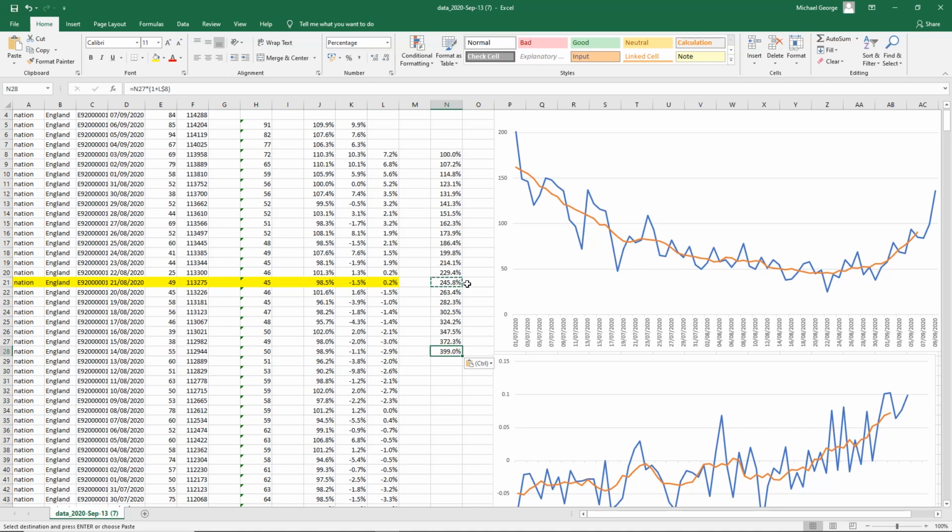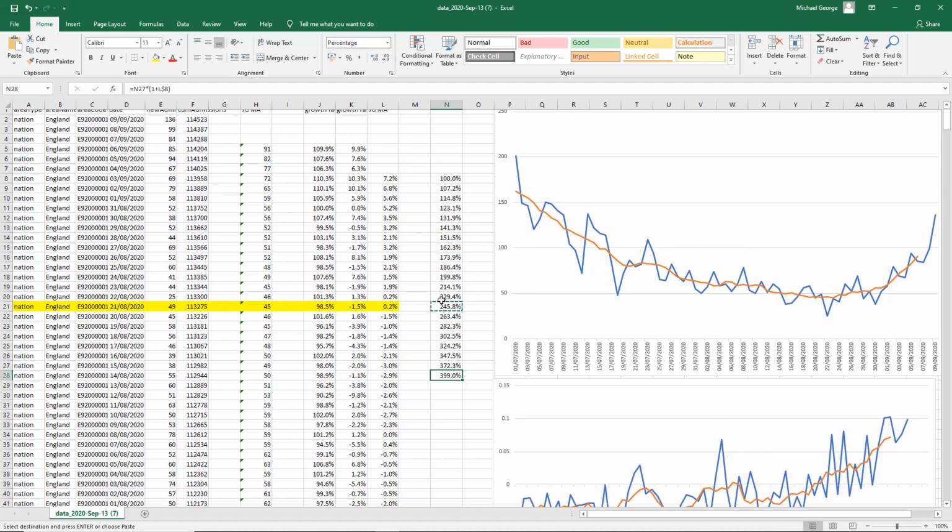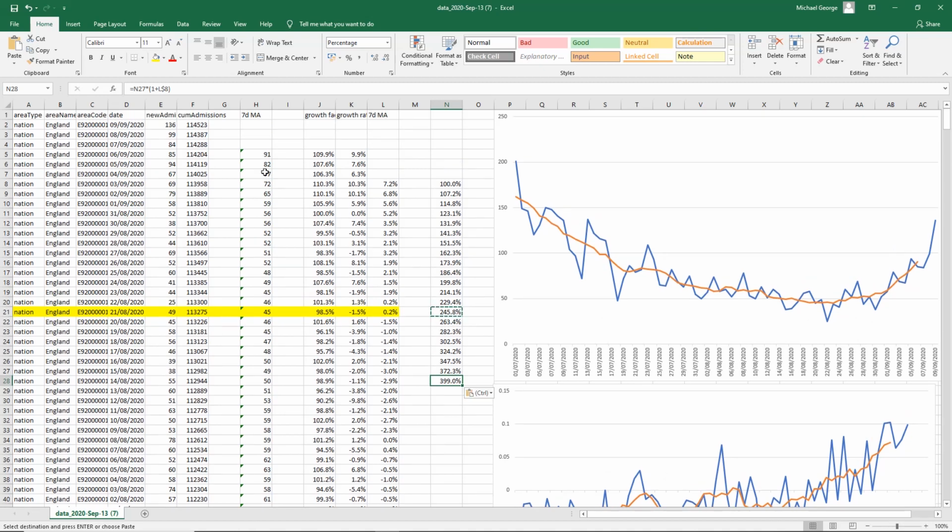So potentially in 3 weeks' time, we'll be seeing 4 times the number of hospital admissions we are seeing at this point in time. It was 45 people per day on the 21st of August. It's gone up to 91. It could be 360 or so in 3 weeks' time if you were to multiply 90 by 4.